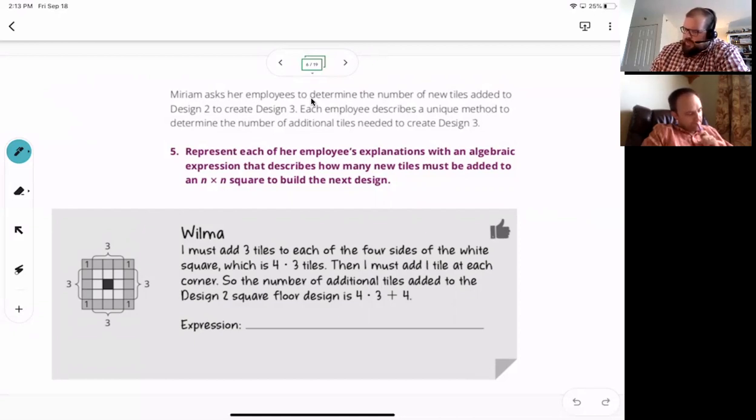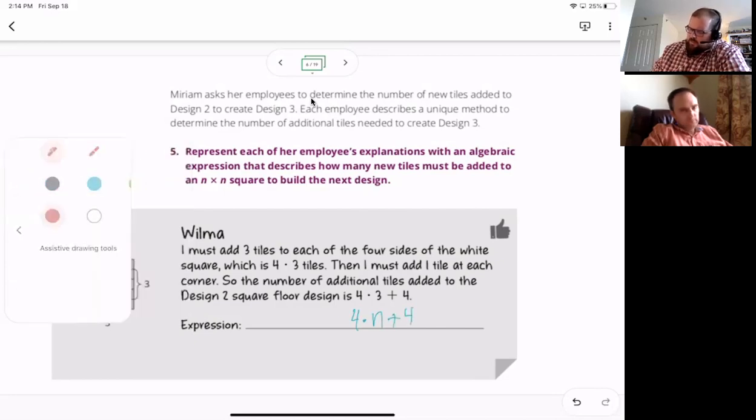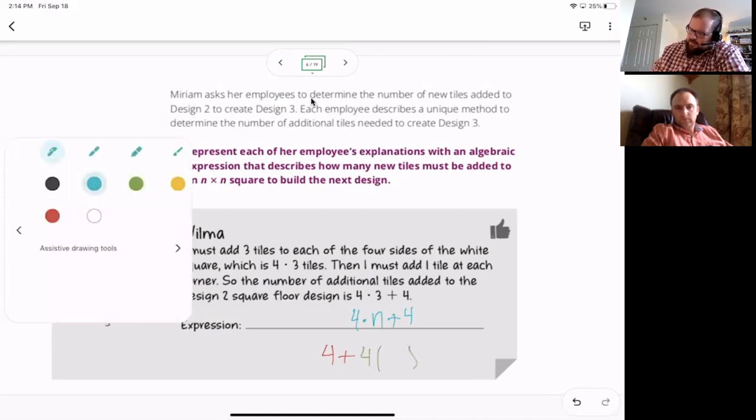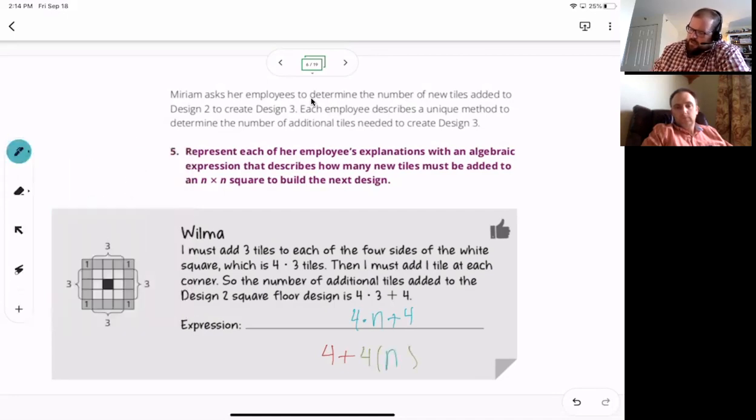So we want an algebraic expression to talk about. So we said this was like 4 times n, where n is the number of the one that we're adding to, and then plus 4 for the corners. The way that we had written this before was a little bit backwards. It was 4 plus 4 sets of n tiles. Now, is it okay that we wrote this both ways? Of course it is, because we're doing addition. And in addition, we can move things around. It's called the commutative property, Mr. Carlson. Cool, I like it. That's a good property to remember.